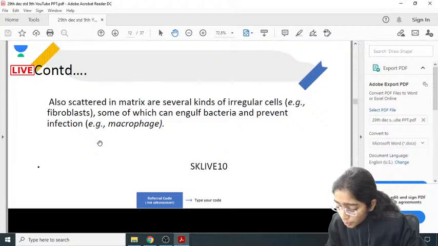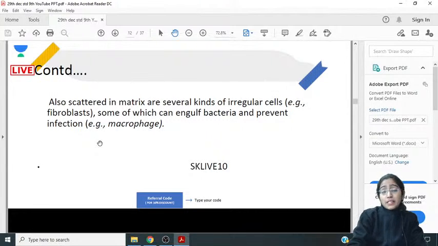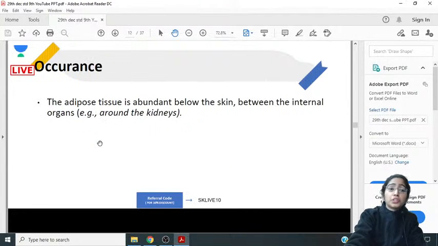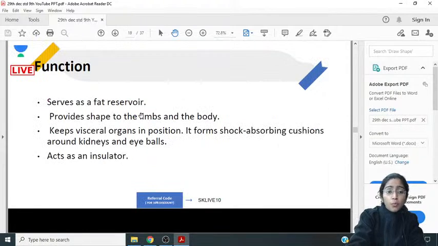Adipose is one of the types of loose connective tissue. Is it clear? What is specific? It stores fat. Did you get that? Adipose connective tissue stores the fat droplet. What is the function? It acts as an insulator, preventing heat from getting lost. So this is basically what adipose connective tissue is. Adipose is one of the loose connective tissues that stores fat.